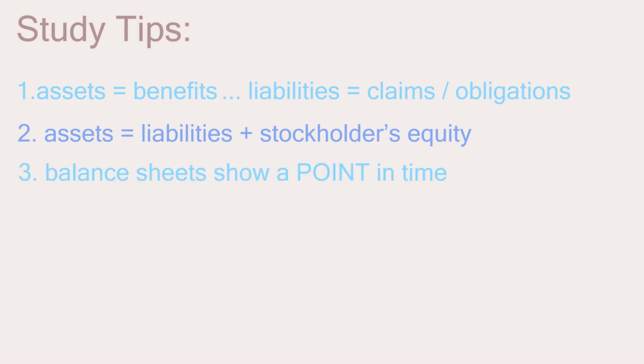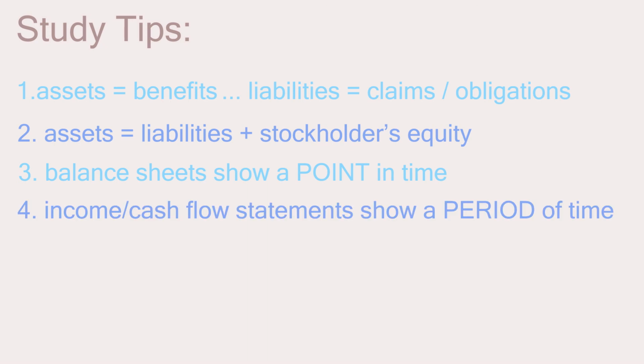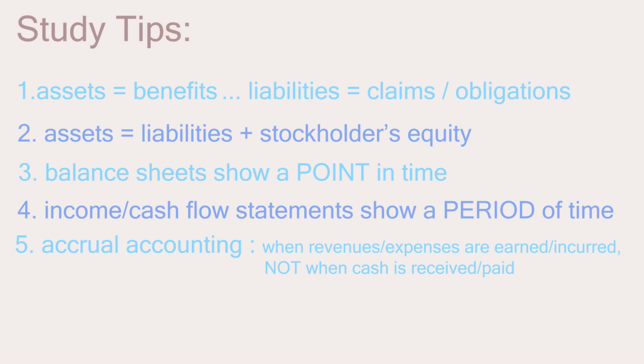Balance sheets show totals at a specific point in time, whereas income and cash flow statements show changes over a period of time. Accrual accounting means recording revenues and expenses as they occur, not when cash is received or paid.